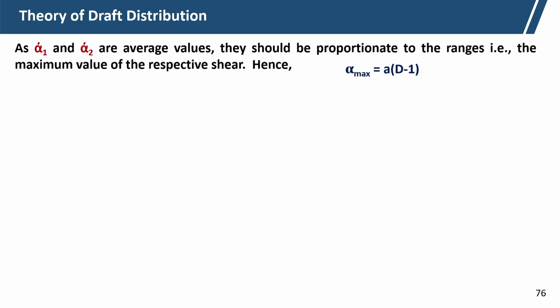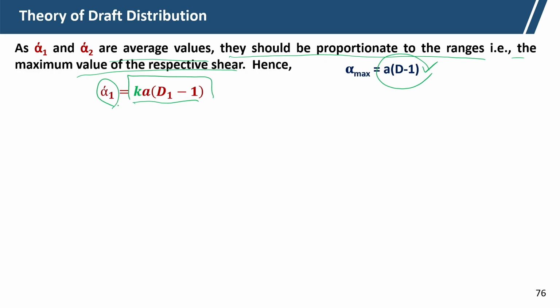So, alpha 1 dash and alpha 2 dash are the average values, and they should be proportional to the range. The maximum value here is alpha max, k A d minus 1, that we have discussed. So, alpha dash equals k A d1 minus 1, that is the average one at the back zone, and at the front zone, alpha dash equals k A d2 minus 1.